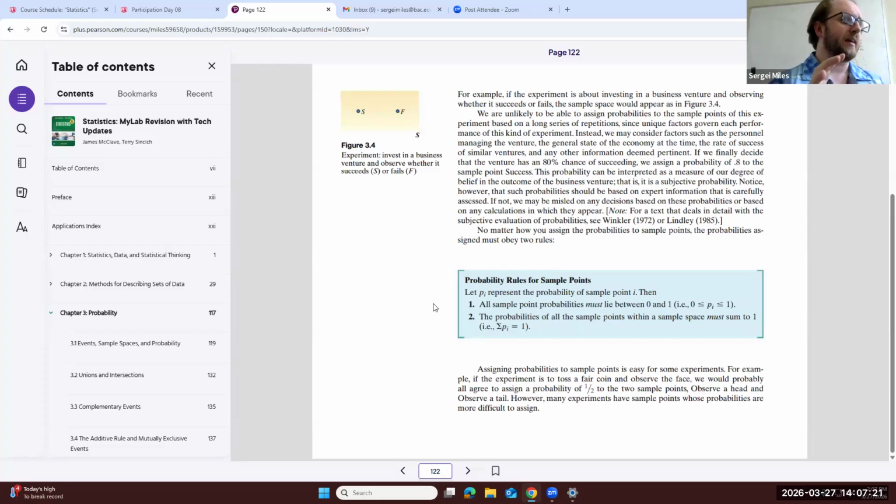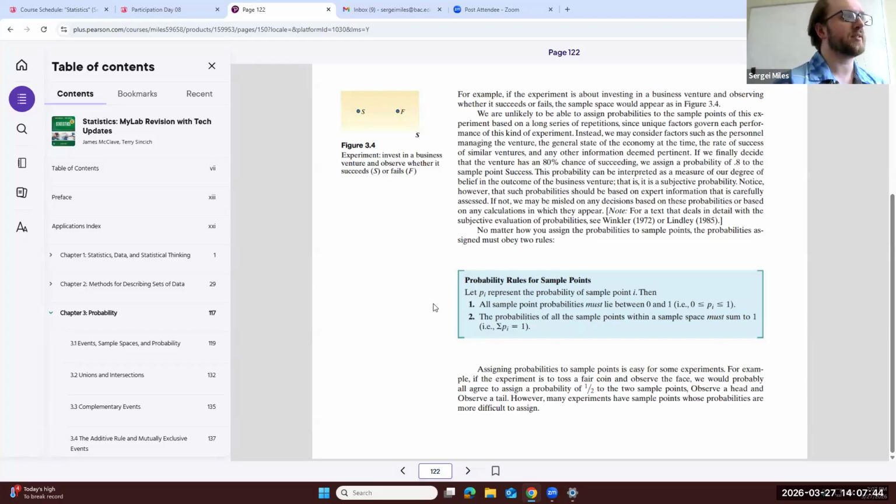So as we're talking about probability, we have this requirement, a rule for all probabilities: each probability for a single possible outcome must be between, if we write the percentage as a decimal, 0 and 1.